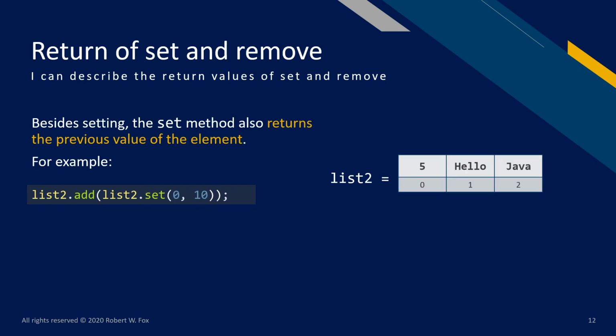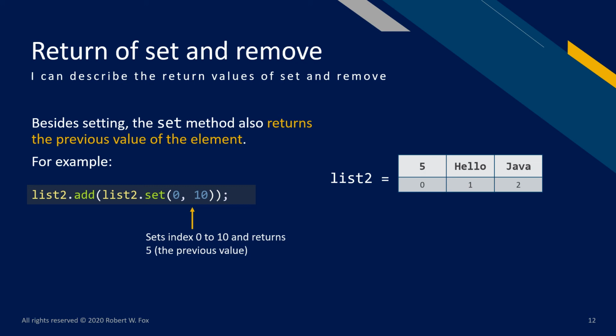In a similar way, besides setting the value of an element, the set method also returns the previous value of that element. And I've got an example here. Notice that I'm taking list2 and I'm adding list2.set. So let's start with the set and talk about what that does. The set method does two things. Number one, it's going to set index 0 to 10. Right now, index 0 is a 5. Not only is it going to change it to a 10, it's also going to return the previous value, which, as we can see, is 5.